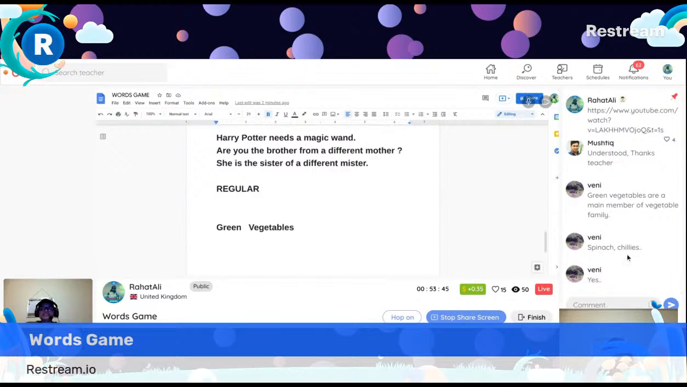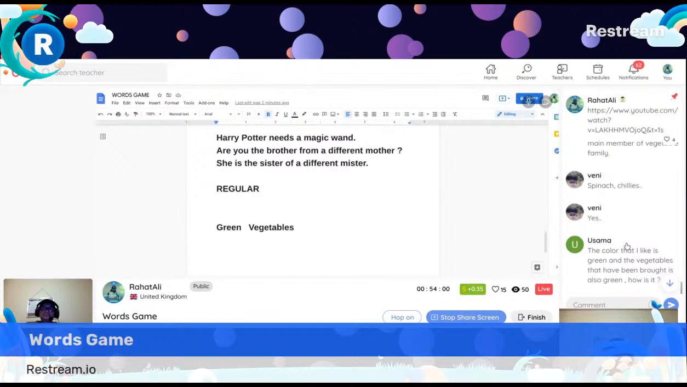Spinach, chilies. That's right. So Benny, keep on writing more sentences, so that it'd be good practice for you and other viewers. Osama says the color that I like is green, and vegetables that have been brought is also green.